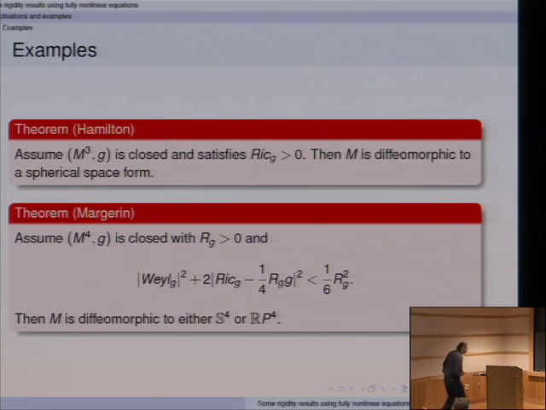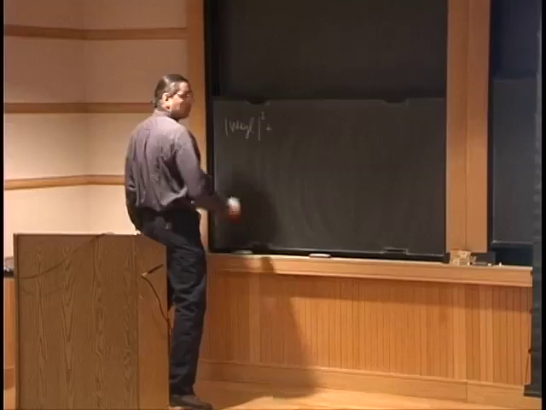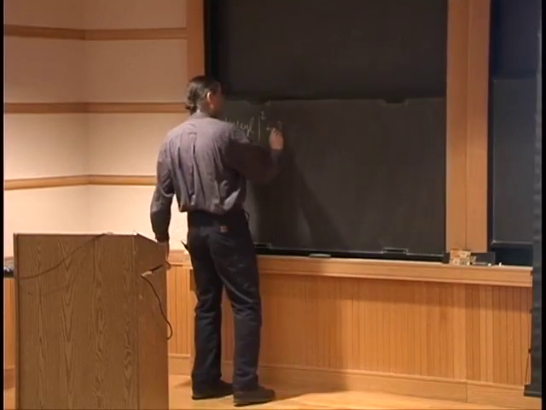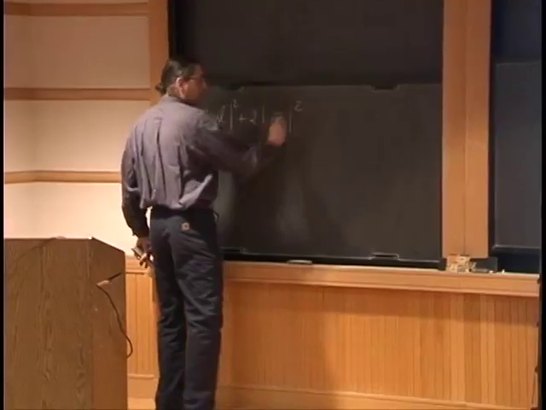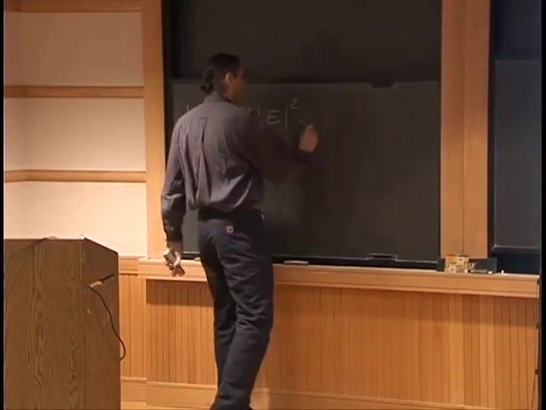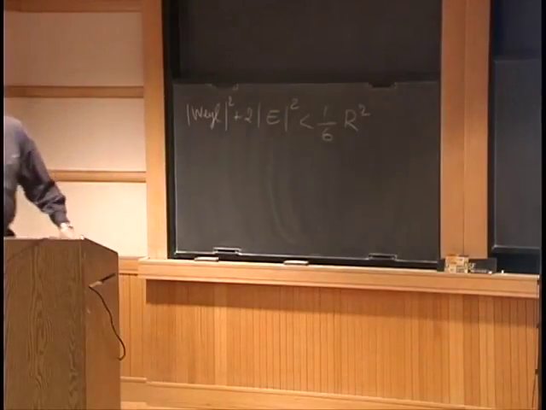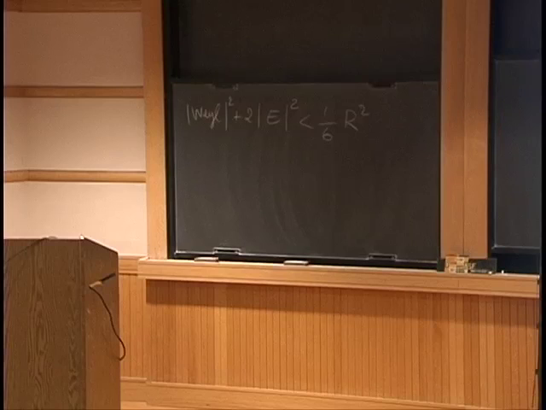Okay, so I'm going to write this pinching condition because I will need it after. So this is |W|² plus 2 times, for the traceless Ricci, I will write E, strictly less than 1/6 times the square of the scalar curvature.